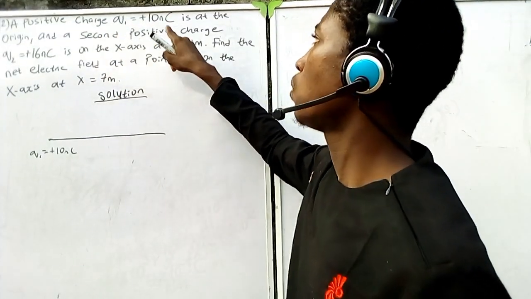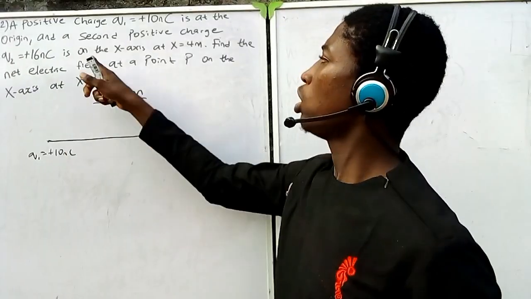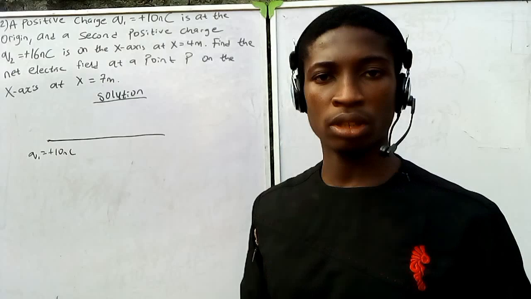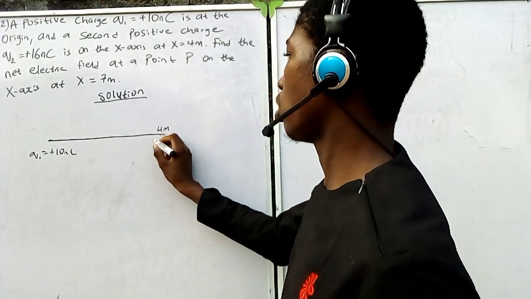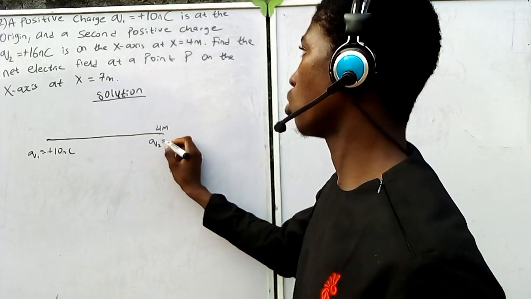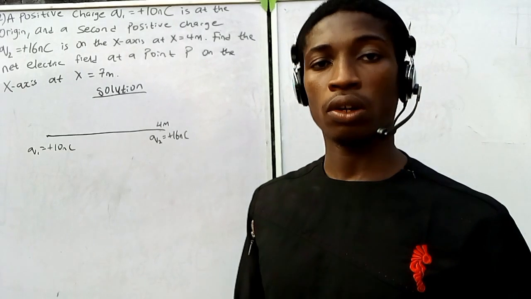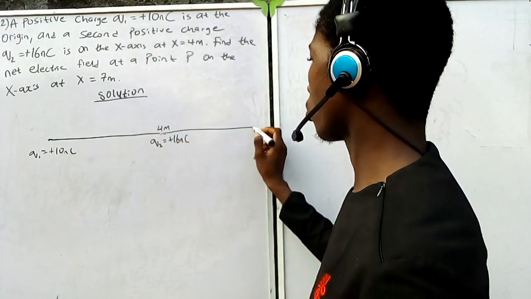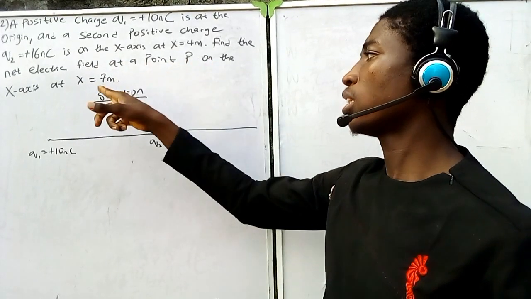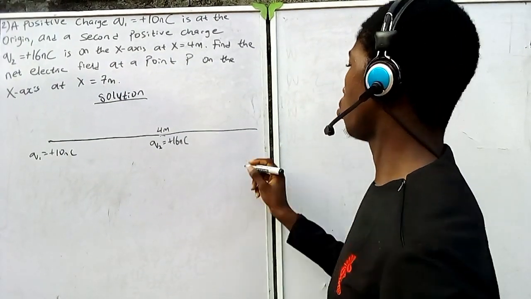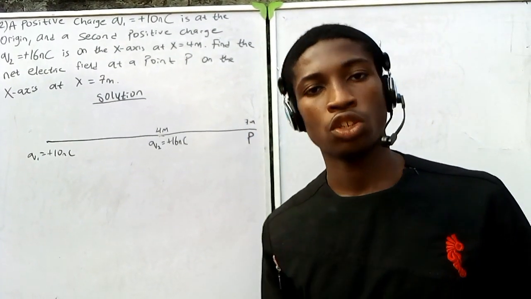And a second positive charge Q2 is equal to positive 16 nanocoulomb. It's on the x-axis at x equals 4 meter. So let's assume our 4 meter is around here. And the second positive charge is equal to what? Positive 16 nanocoulomb, right? Okay, find the net electric field at a point P on the x-axis at x equals 7 meter. So I'll zoom here at our 7 meter, right? And the point P is over there.